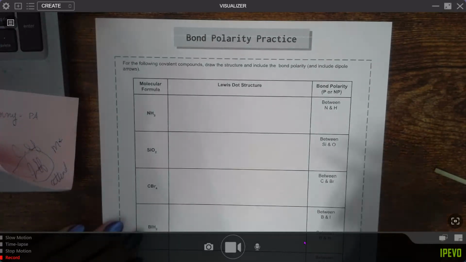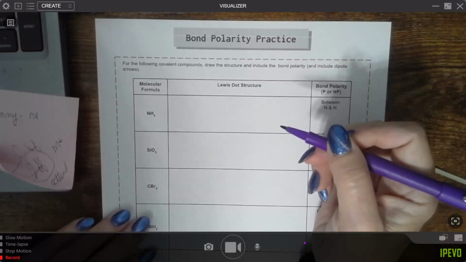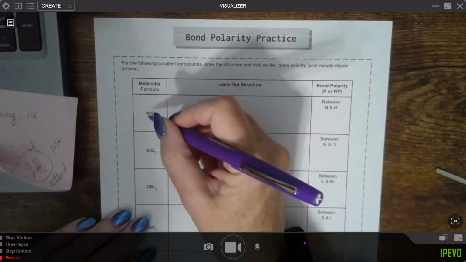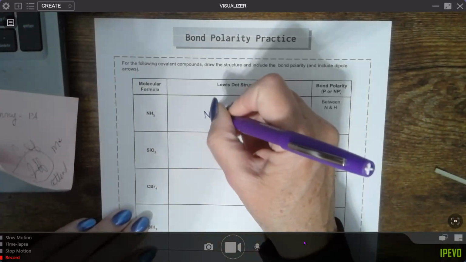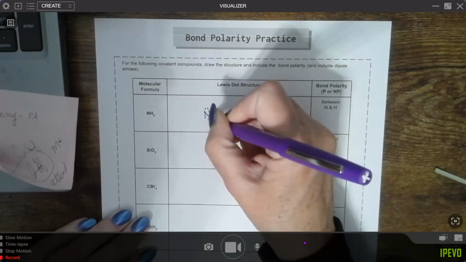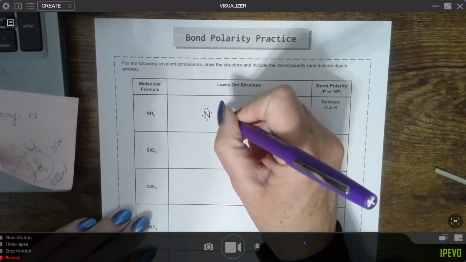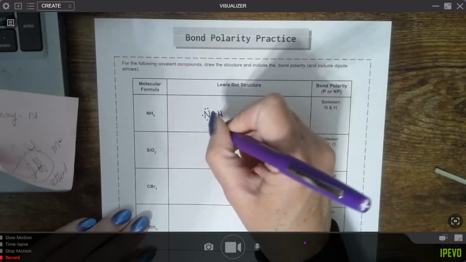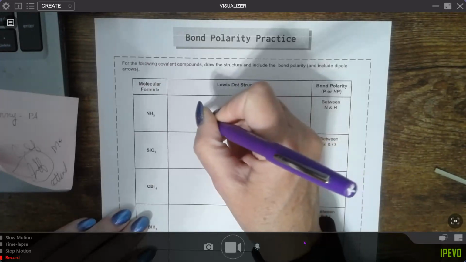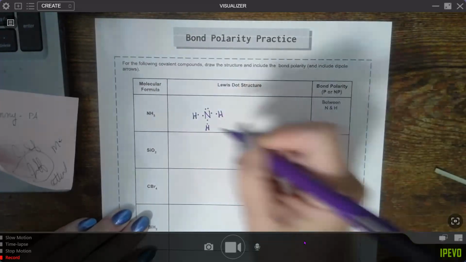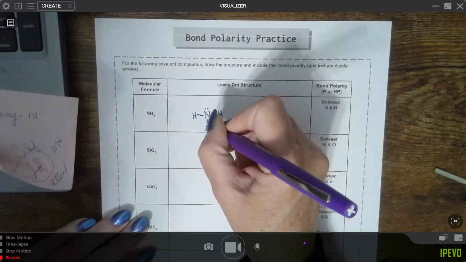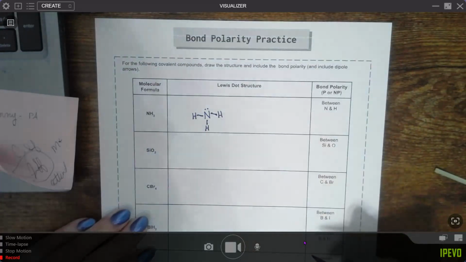Alright, so I'm going to go through these structures kind of quickly because we should be getting good. Nitrogen has 5 valence electrons. Hydrogen, we have 3 hydrogen. Each hydrogen has 1 valence electron. So we're going to connect those dots, and there's our molecule.